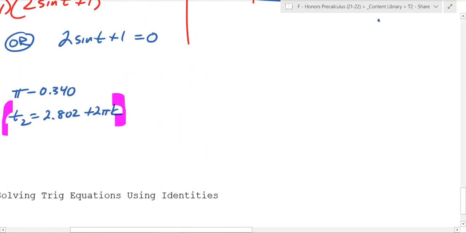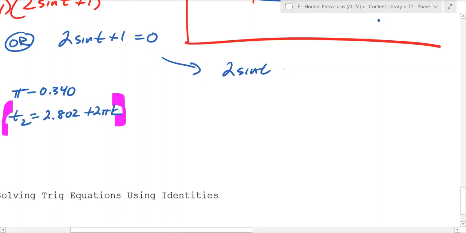But now we need to do the same thing right here. So what we're going to do is we end up with 2 sine t, partition that off, is equal to -1, moving that 1 over. So sine of t is equal to -1/2 right there. This is actually a trig value you know. T is equal to the sine inverse of -1/2.